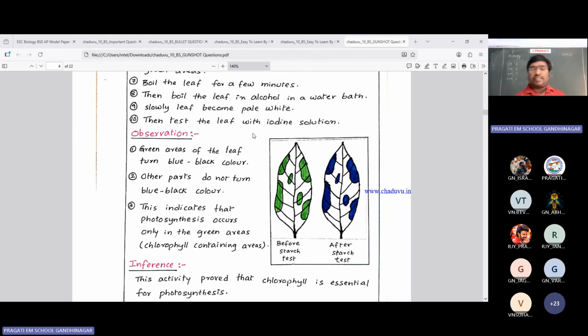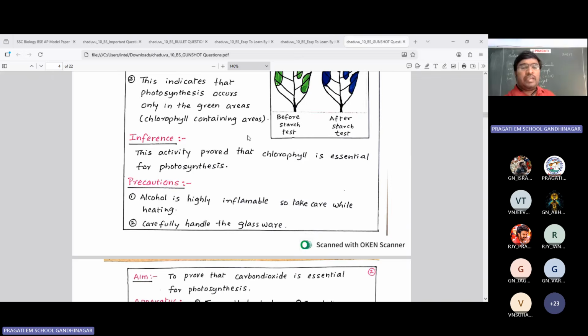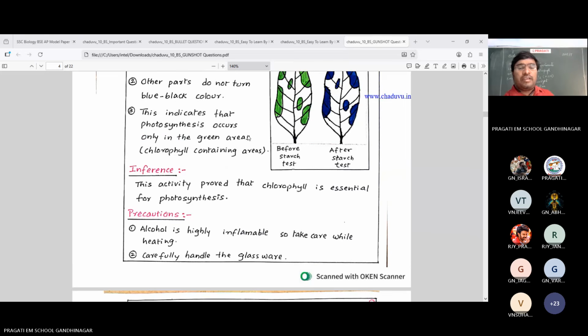So what is the inference for this experiment? This activity proved that chlorophyll is essential for photosynthesis. And then try to write precautions if there are any. What precautions are you taking during the experiment? Try to write a minimum of two precautions here.